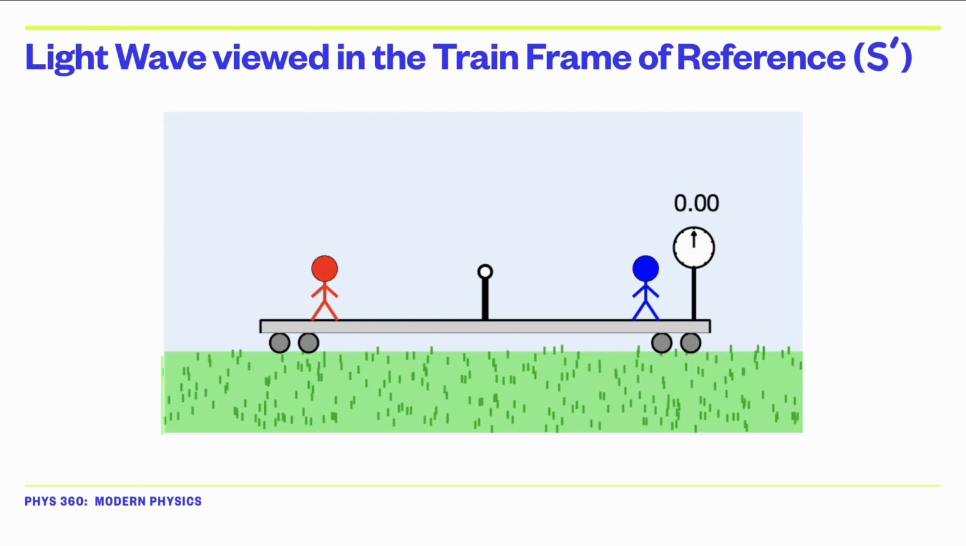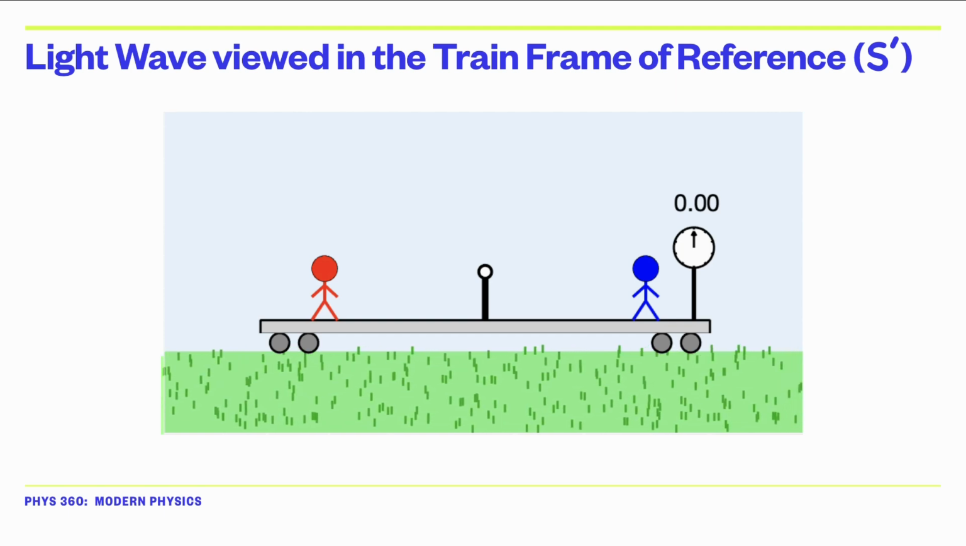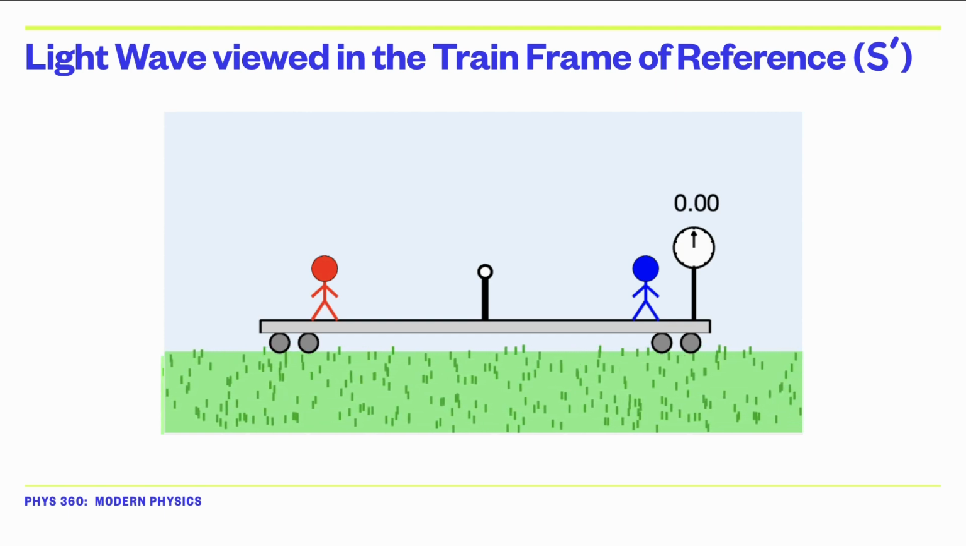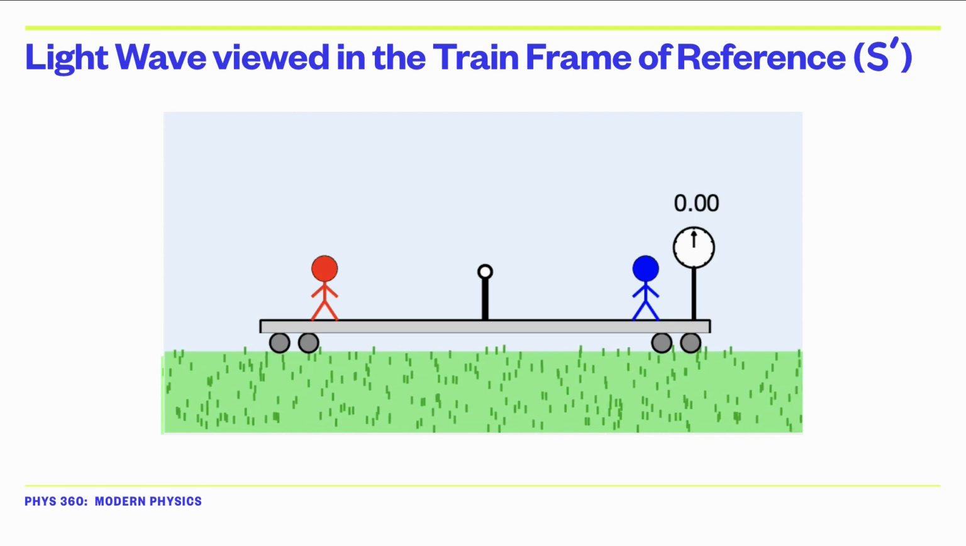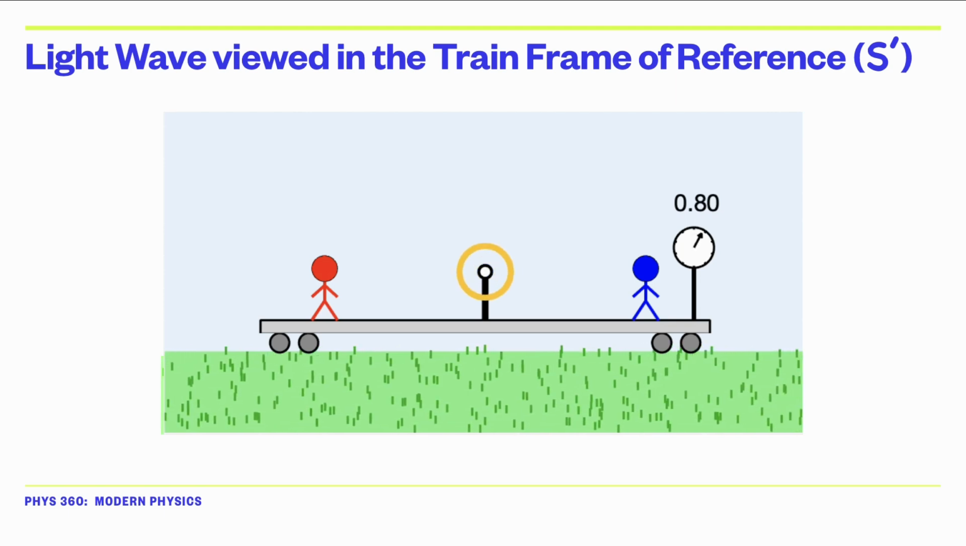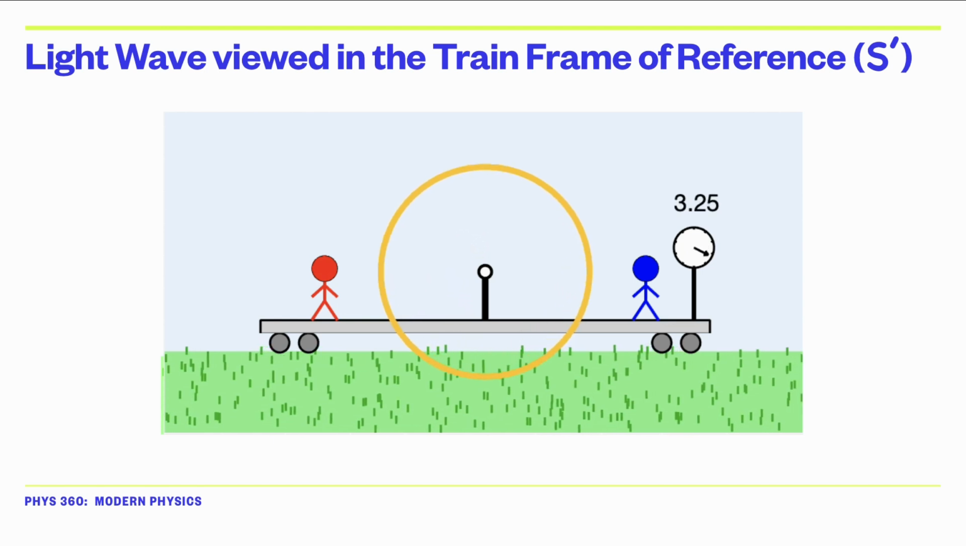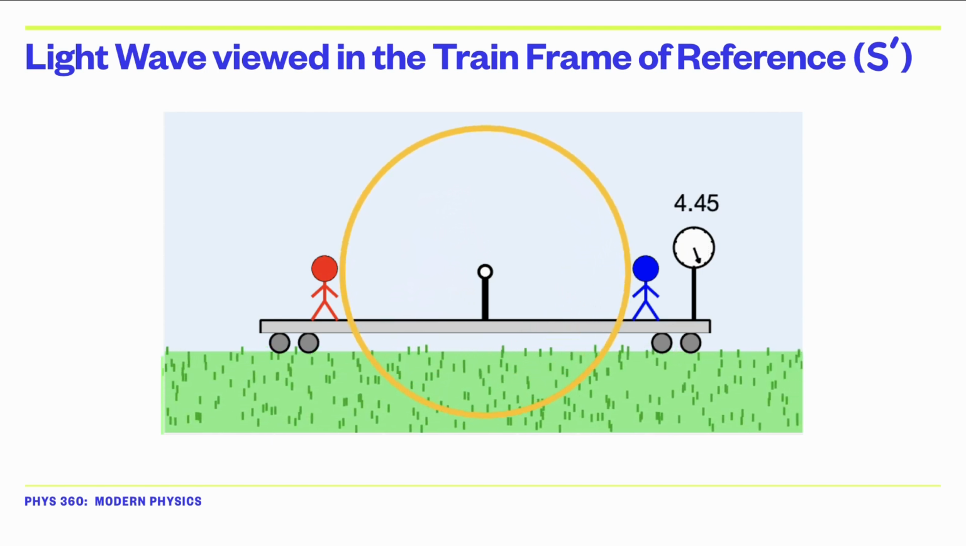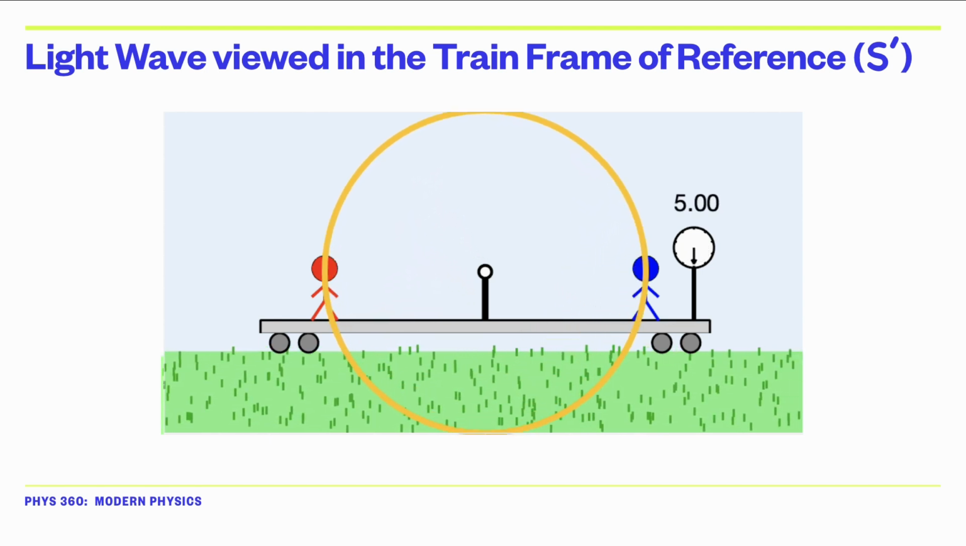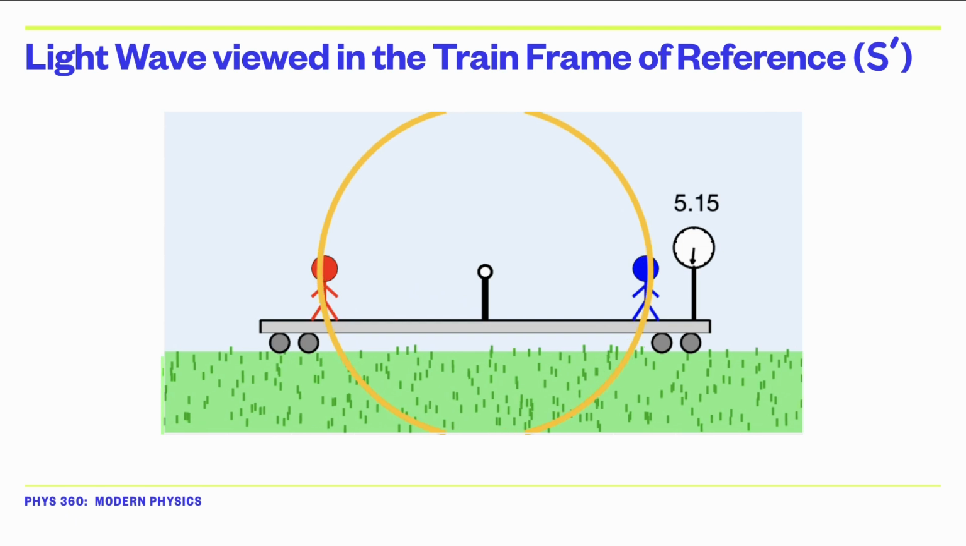In the train's reference frame, the train is at rest and the ground is moving to the left. The light is going to turn on right now, and you can see the circular light wave moving outward. It reaches our two observers at the same time right here. Let's briefly pause the simulation. Notice the light wave arrived at each observer at time t prime equals 5.